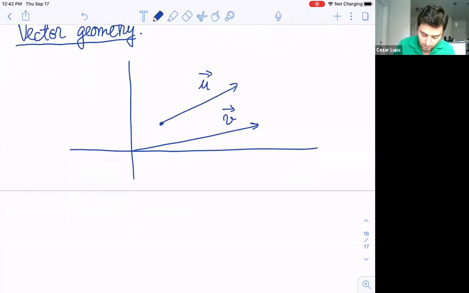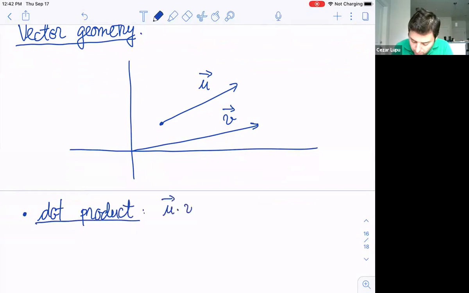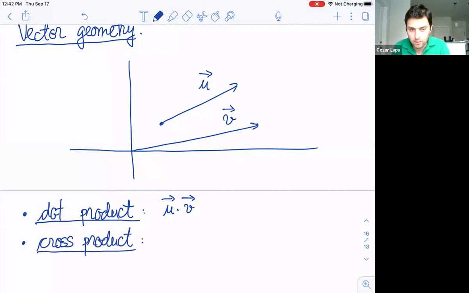There are two things that we're going to learn today. Especially I will tell you exactly how they operate in geometry. The first one will be the dot product, and you already know some of the properties, which is denoted by u dot v. And the other one will be the cross product, which you know from calculus 3, I think, or even from some linear algebra, which is u cross v.